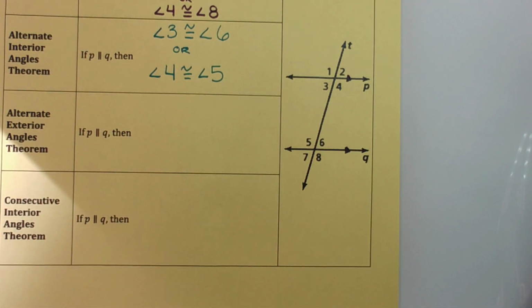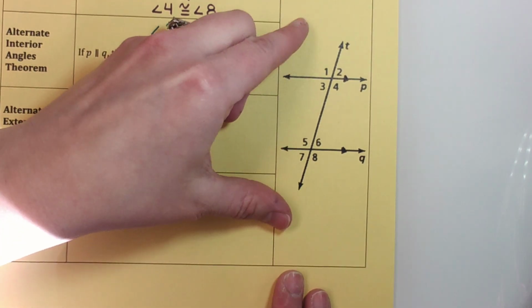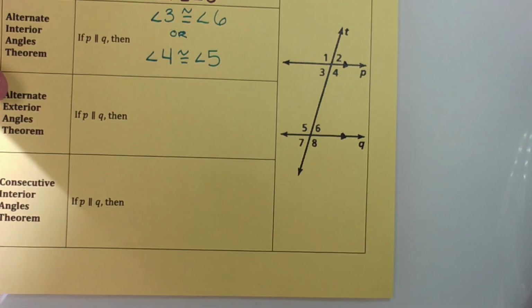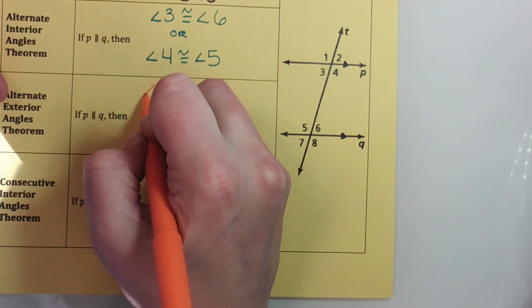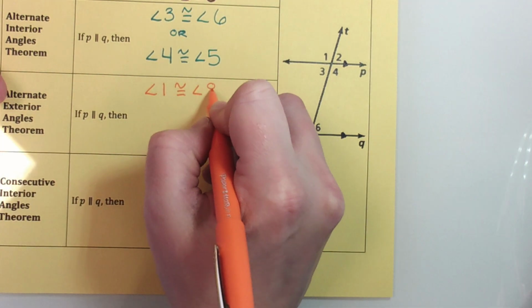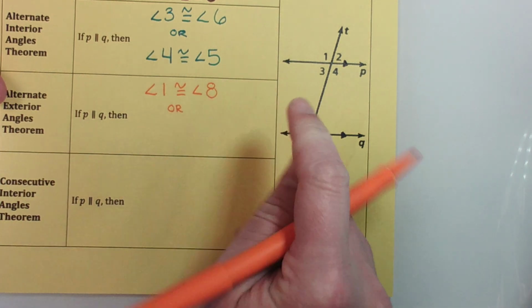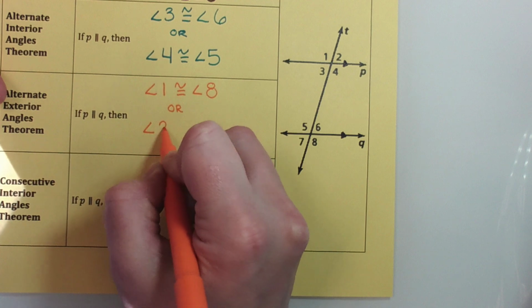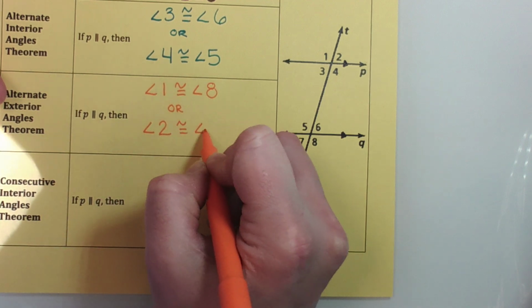Alternate exterior angles. Alternate means opposite sides of the transversal. Exterior means outside of the two lines being crossed. Outside of it is 1, 2, 7, and 8. Are alternate exteriors congruent or supplementary? This is also a congruent pair. Angle 1 is congruent to angle 8, its alternate exterior. This is on the opposite side of the transversal and outside. Otherwise, angle 2 is congruent to angle 7.